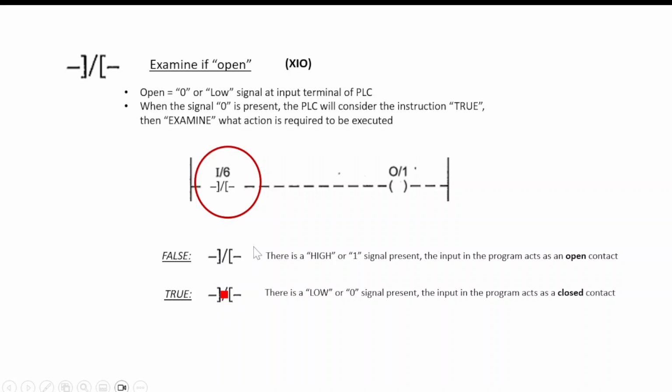So this is my XIO. There is a high or a 1 signal present. The input in the program acts as an open contact. It will not pass logic to allow output 1 to energize. Here we can see it's true. There is a low or 0 signal present. The input in the program acts as a closed contact.